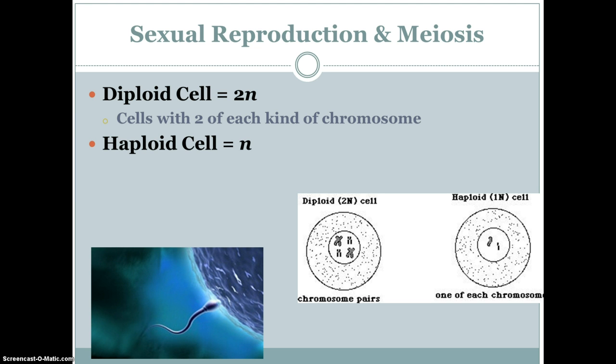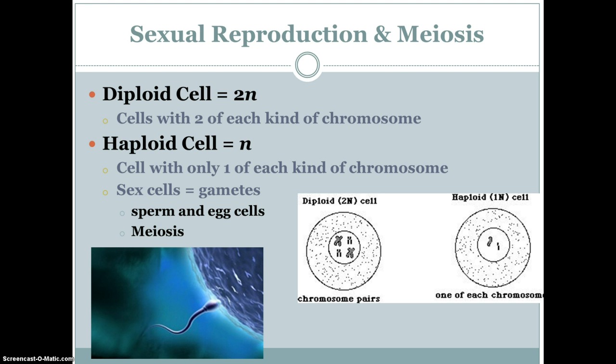Now, the other kind of cell that you can have is a haploid cell. And the symbol for the haploid cell is just N. And because there's only one N, that means that the haploid cell only has 1 of each kind of chromosome. And you can see that in the picture to the right down below. With haploid cells, they don't have the homologous pairs of chromosomes, so they just have half the number of chromosomes. So if we're talking about haploid human cells, a haploid human cell would only have 23 total chromosomes because it would have half the diploid number.